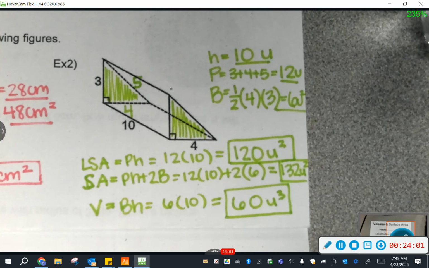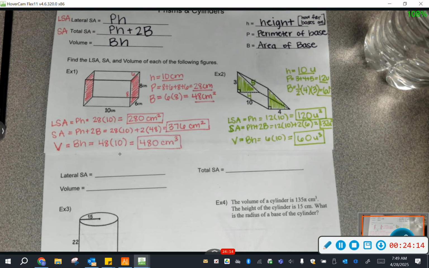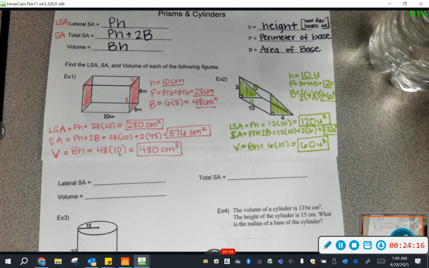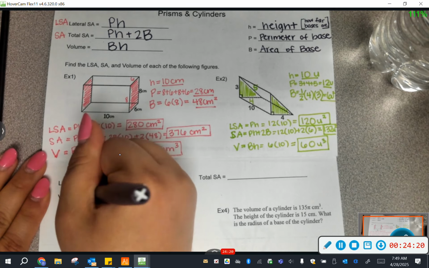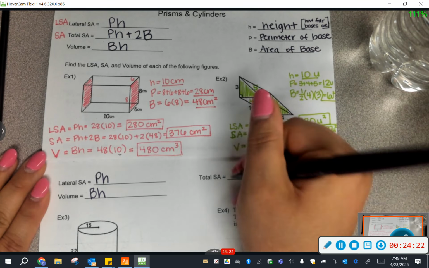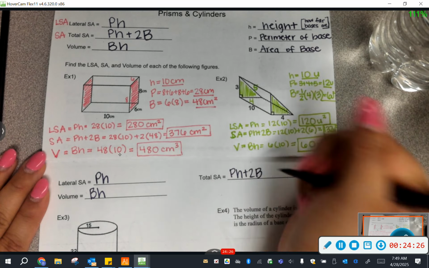We just did 2 examples of prisms. That's all there is to prisms. Find the perimeter, find the area, plug in those things. We're now going to do cylinders. Cylinders is actually the same. The lateral surface area is PH. The volume is big BH. And the total surface area is PH plus 2B.